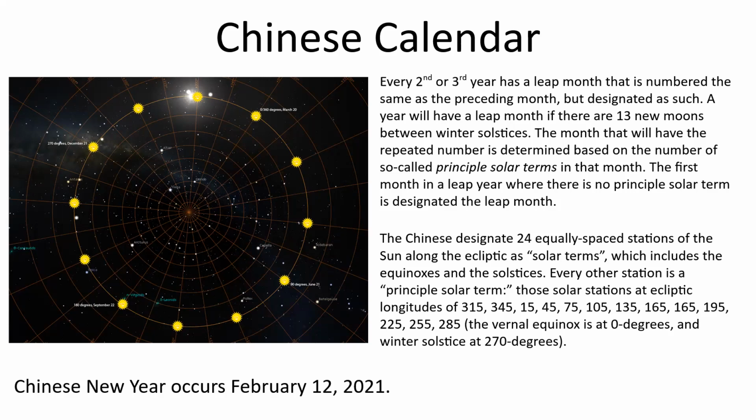You need to be a little bit of an astronomer to know which year is going to be a leap year and which month is going to be the leap month. I'll just tell you that the next Chinese New Year is coming up on February 12th on the Gregorian calendar, year 2021.